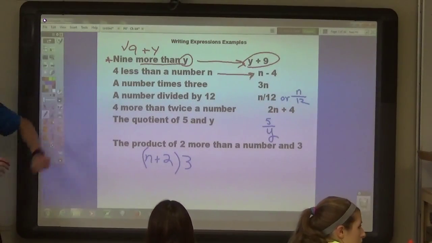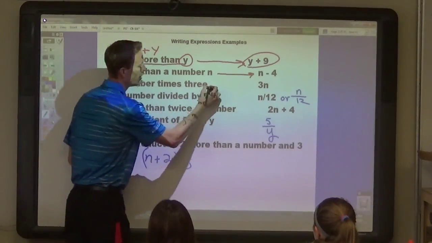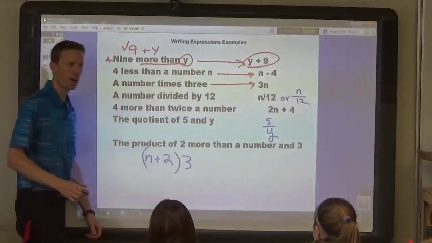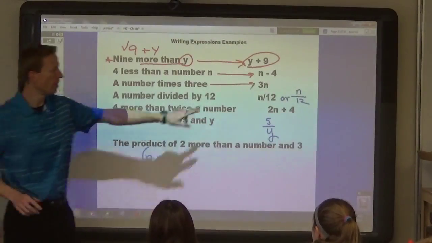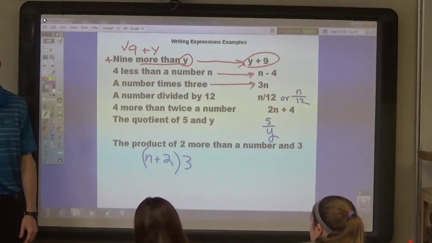A number times 3. Make sure that when you're writing times, that you put the number first if you're putting these two next to each other. Okay?